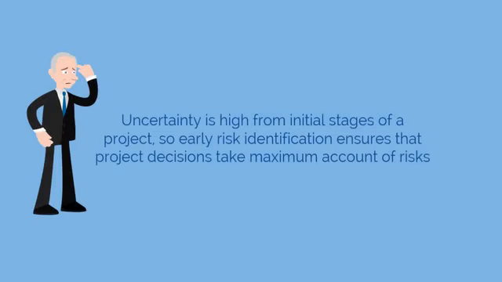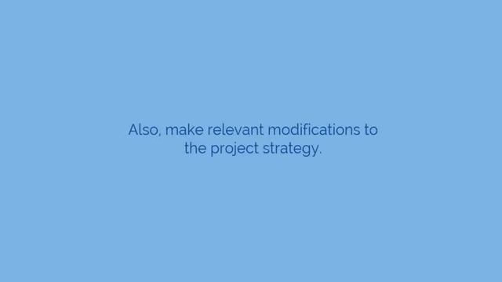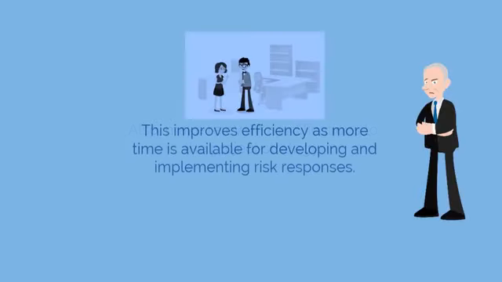Early identification. Since uncertainty in the initial stages of a project is high, early risk identification ensures that project decisions take maximum account of risks inherent in the project and make relevant modifications to the project strategy. This improves efficiency as more time is available for developing and implementing risk responses.